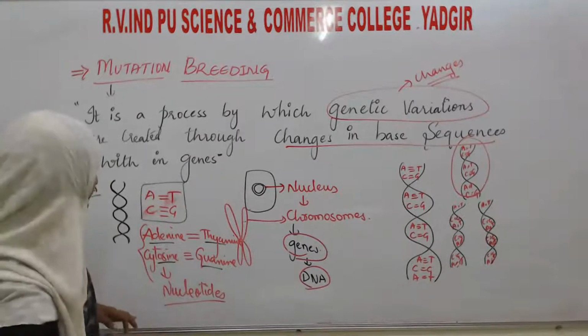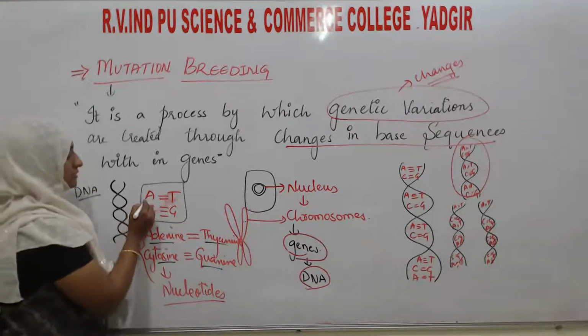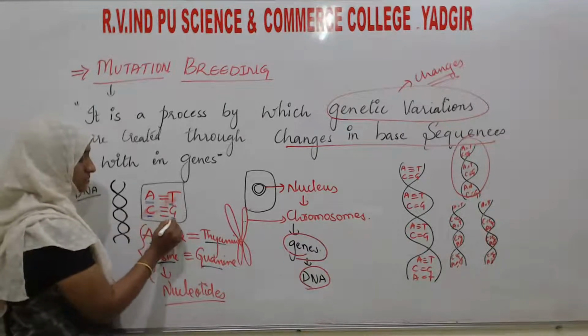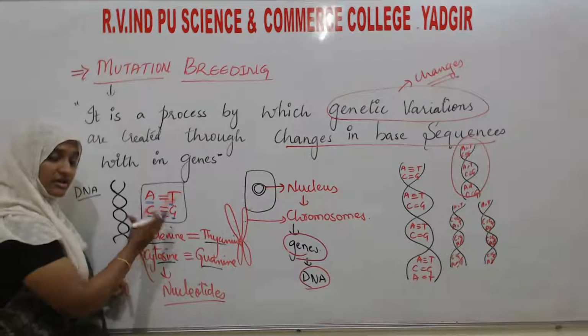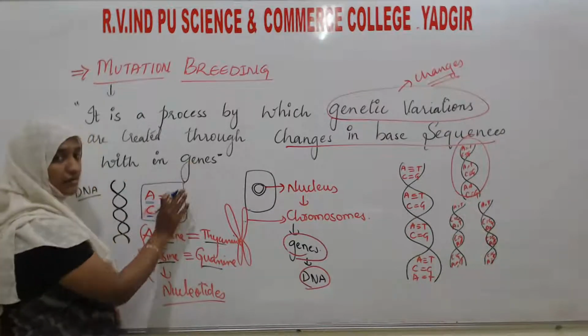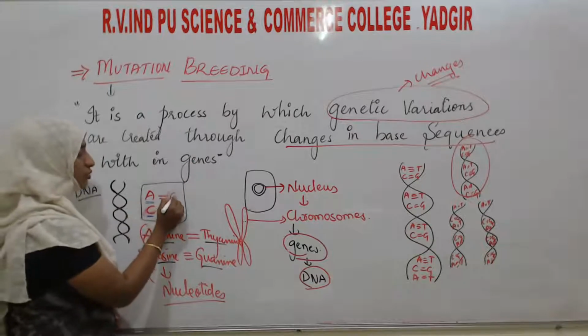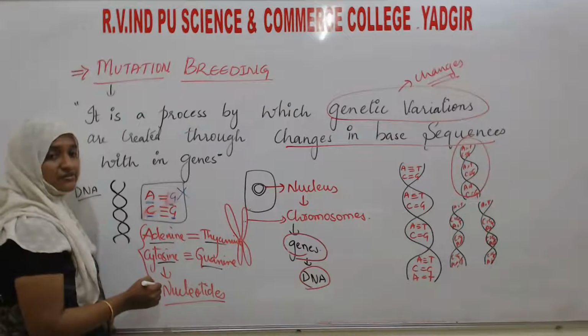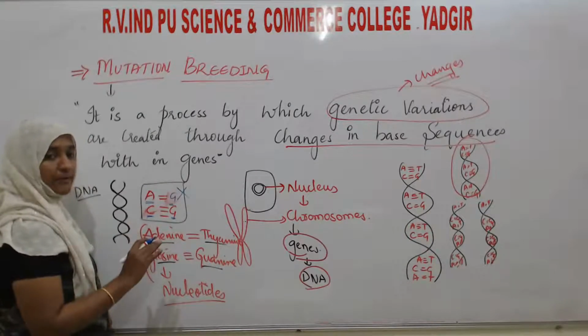Adenine pairs with thymine, cytosine pairs with guanine. If something changes, if sometimes there is a mutation error, as we say, and adenine pairs with guanine, then this is the change. This is not a correct base sequence, not a correct pair.